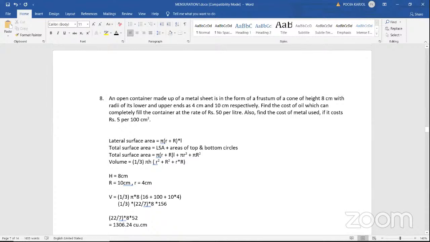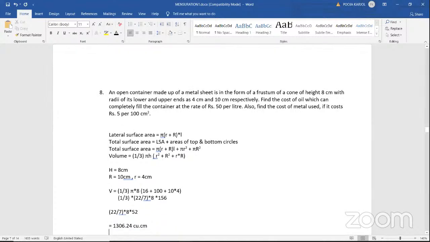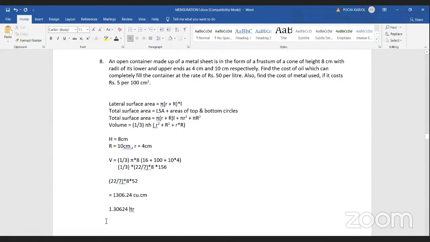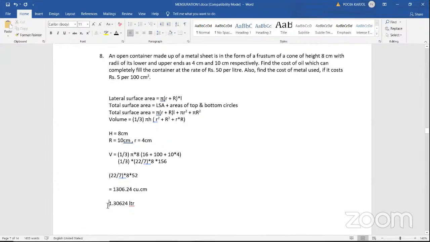That will give you 1306.24 cubic centimeter. That you can write as 1.306 liters. Now what to do? Multiply it by 50.